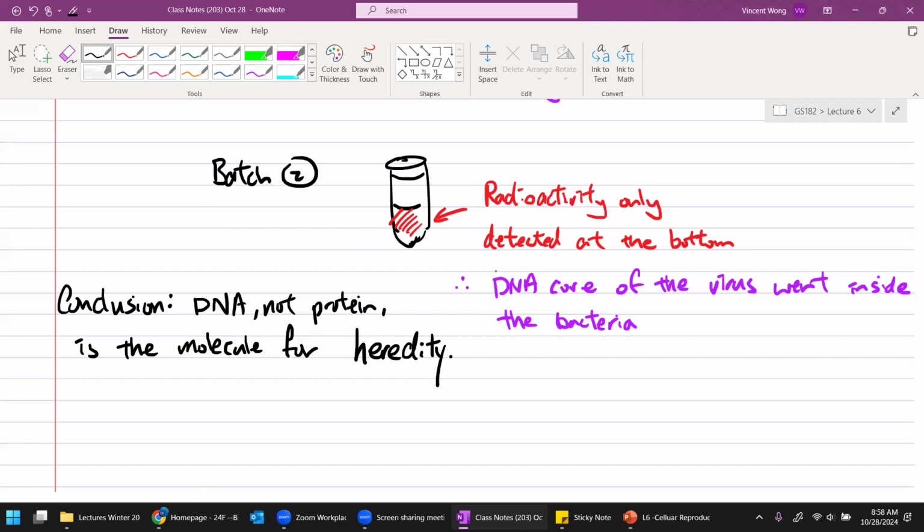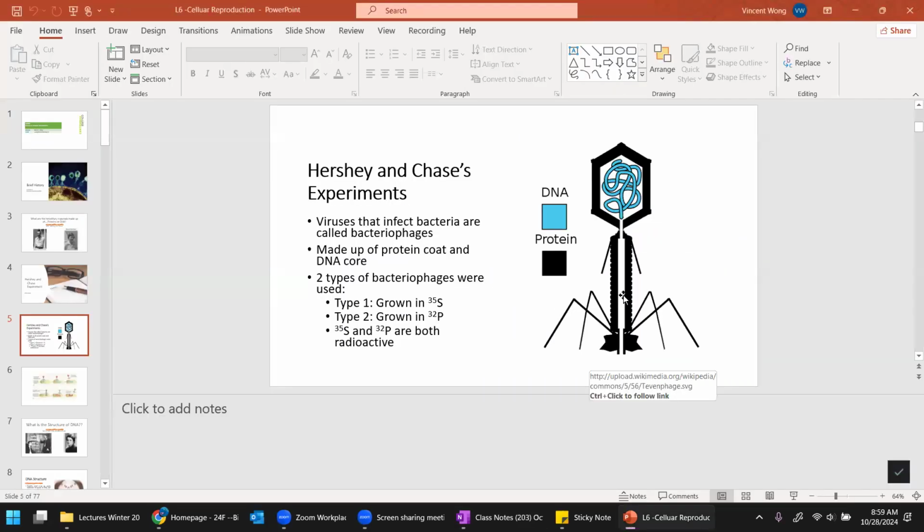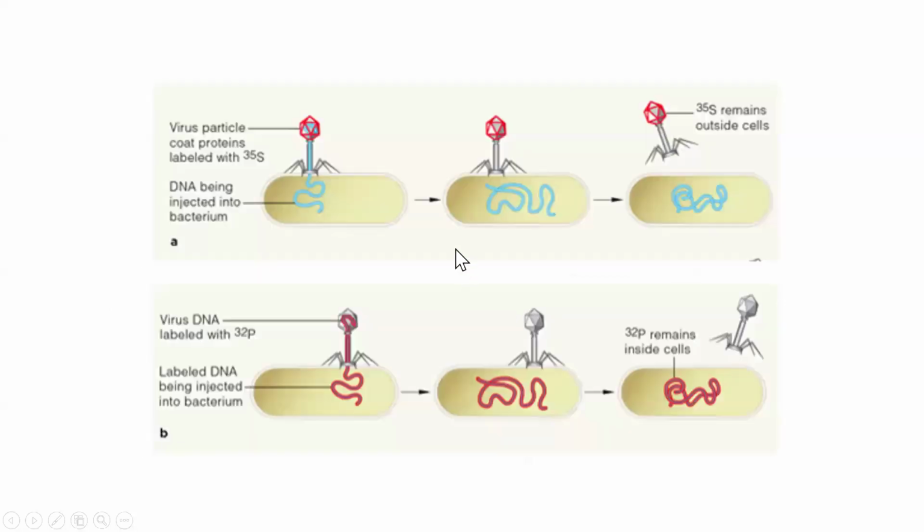Okay, so this is the Hershey and Chase experiment, all right? I'm not gonna ask you to describe it on a quiz or whatever, obviously, but you have to understand the process in order to answer some of the questions, okay? All right, moving on. This is basically what it looked like visually.